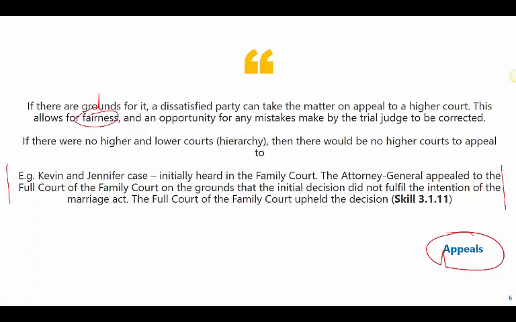The Attorney General wasn't happy with this. The government wasn't happy. So they appealed to the full court of the Family Court and got more judges in to actually review that decision because they believed it did not fulfill the intention of the Marriage Act. These more experienced judges and more judges reviewed that case, heard the arguments again, and upheld the original decision. So they didn't change it. But sometimes the decision may change on appeal. So this is just an example of being able to go to a higher court, or in this instance to the full bench of the Family Court, to get the decision reviewed by more experienced judges.